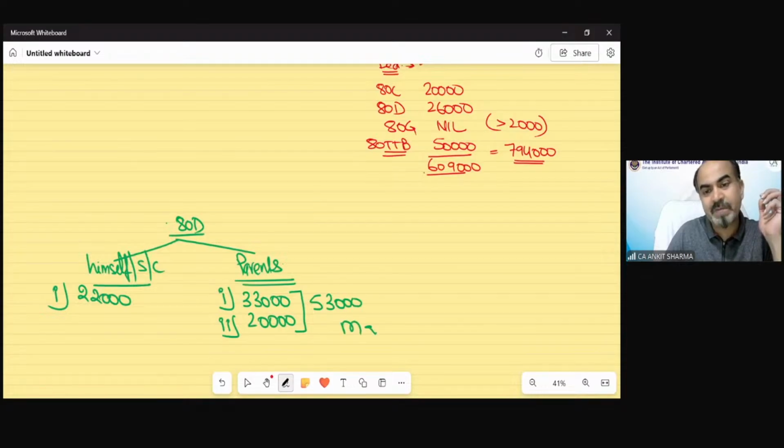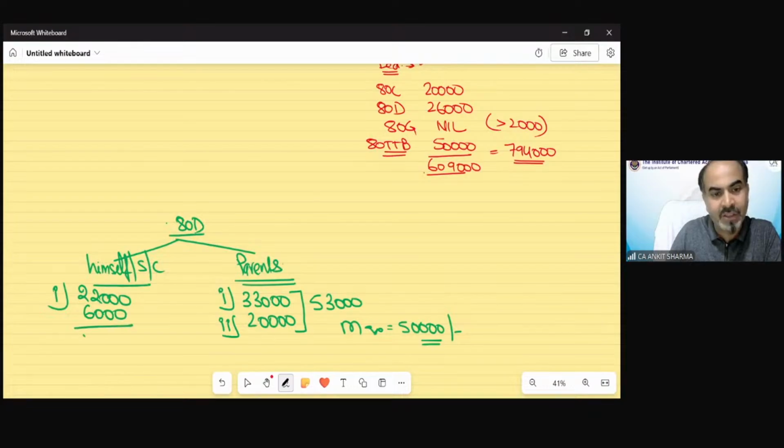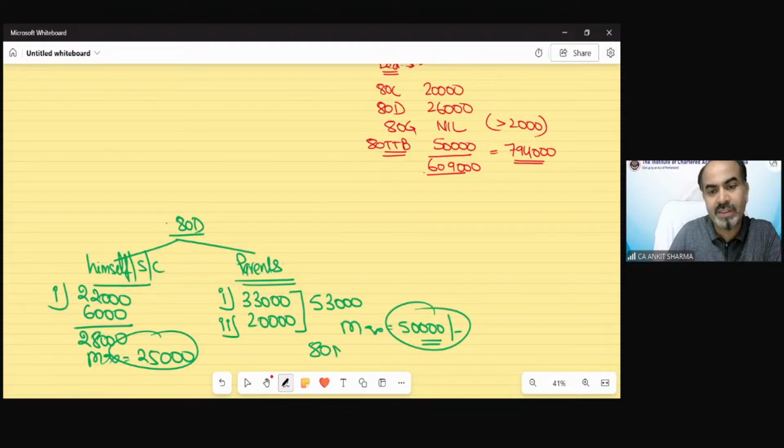But the maximum we can claim in the parents category, if they are senior citizens, would be 50,000. The CGHS scheme payment we can also include in this category. So that would be 28,000. But the maximum we can claim in this category would be 25,000. So total 80D deduction in this example would be 75,000. In my opinion, that is a very good question to understand section 80D deduction also.